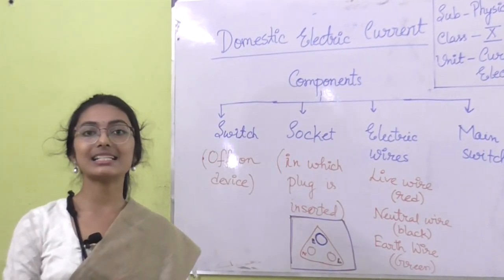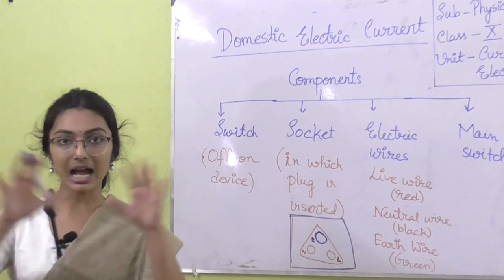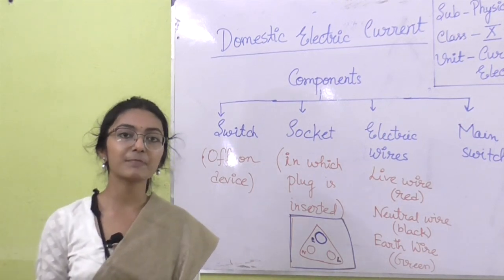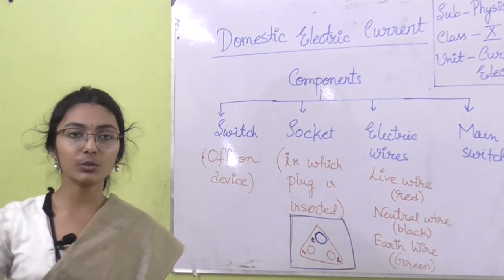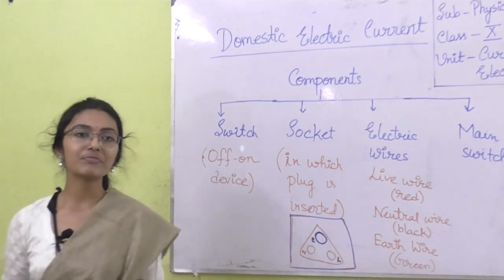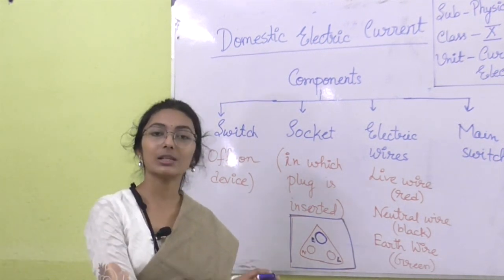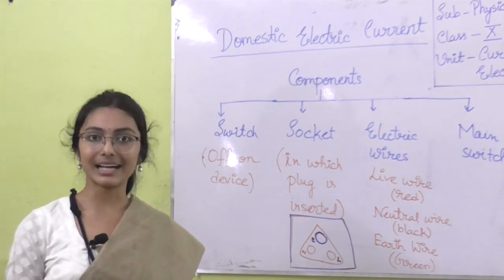You will see that there is a representation of a household electric circuit arrangement. Just look at it very carefully, and all the chapters and topics of current electricity are done. Okay.